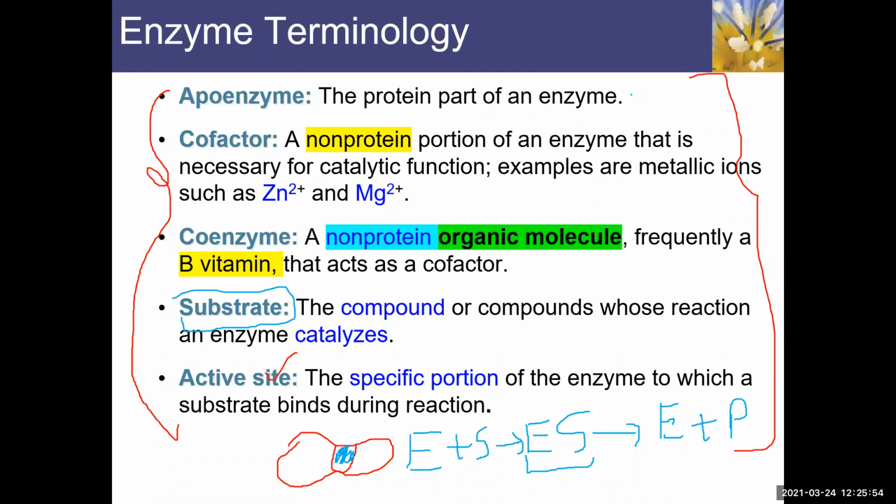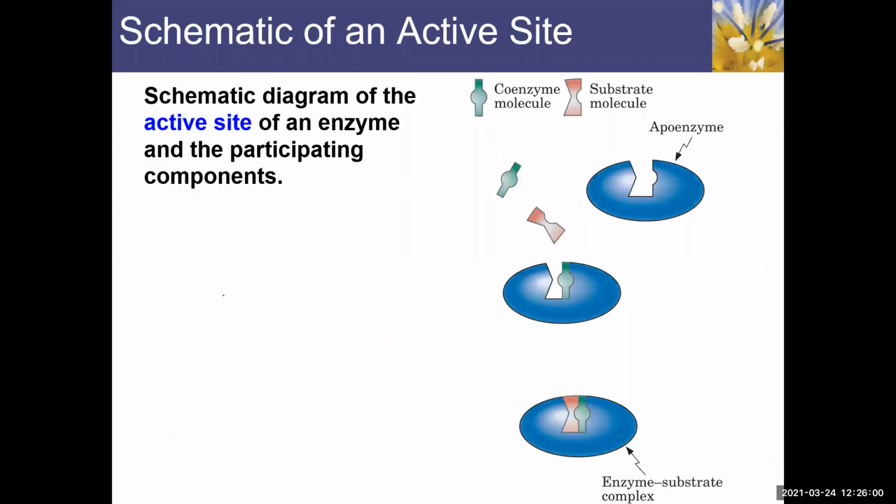Okay. Now I'm going to explain what an apoenzyme, cofactor, and coenzyme are in a while. Let's first of all try to see the active site. Look at this. This is an active site, where the substrate is going to bind.